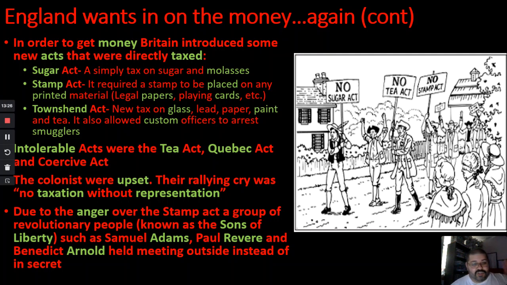Okay? Now, due to this anger, especially from the Stamp Act on, people start becoming more comfortable talking about revolution, becoming independent from Britain. Now, there's already been a group who's been secretly talking in taverns. And these guys are known as the Sons of Liberty. A couple of the main guys are Samuel Adams, yes, the guy who's named after beer, Paul Revere and Benedict Arnold.